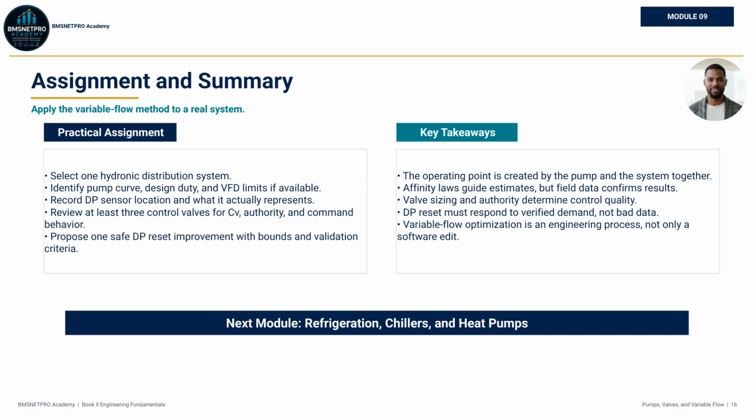The main takeaway is simple. Variable flow optimization is not just a programming exercise. It is a physical system, measurement, valve, pump, and controls exercise. In the next module, we move into refrigeration, chillers, and heat pumps.